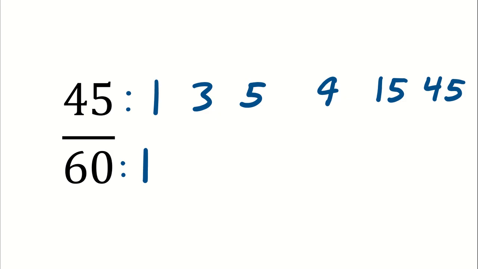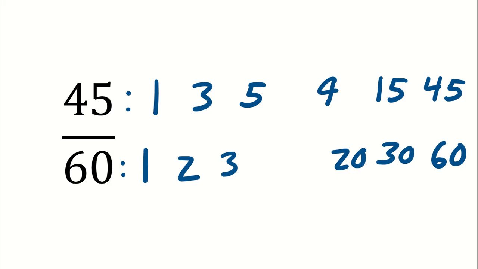We got 1 times 60 is 60. 2 times 30 is 60. And then 3 times 20 is 60. And then 4 times 15 is 60. And then 5 times 12 is 60. And then 6 times 10 is 60.